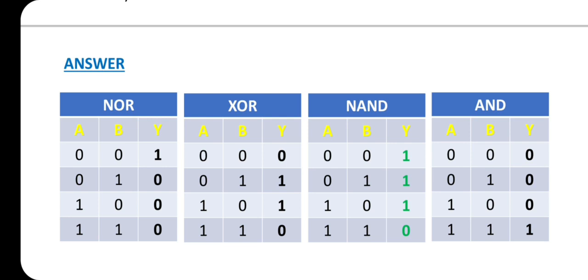XOR is a non-coincidence gate. That is, if both the inputs are different, we get an output of high. For NAND gate, the output is low when all the inputs are high. For AND gate, the output is high when all the inputs are high.